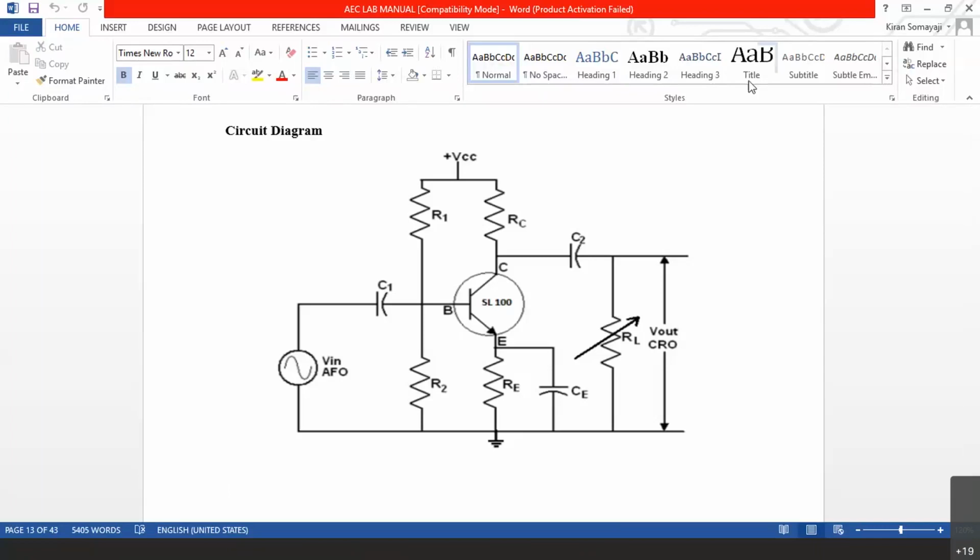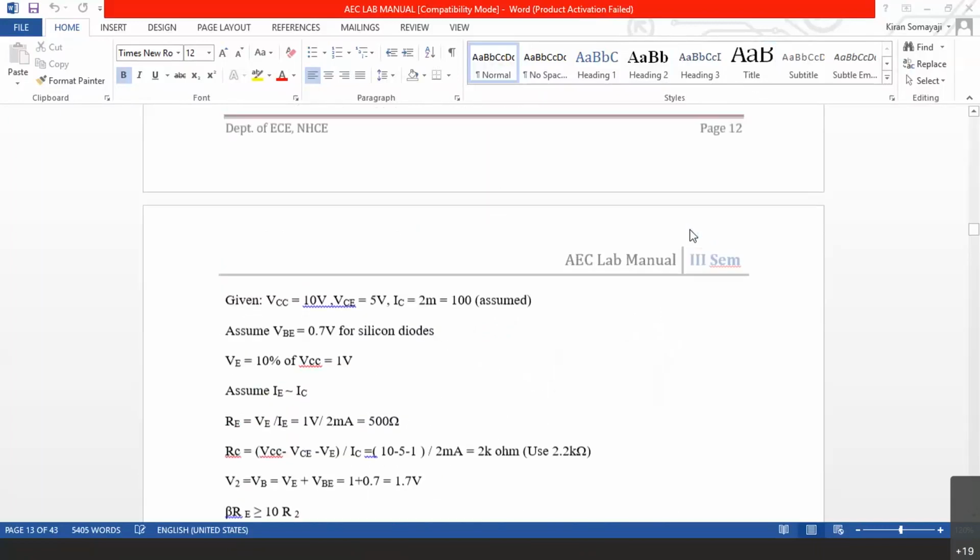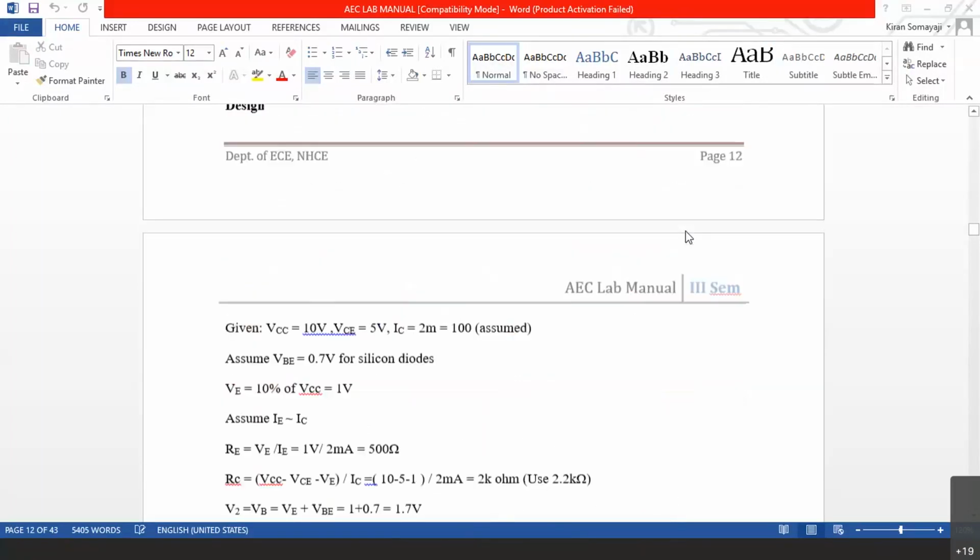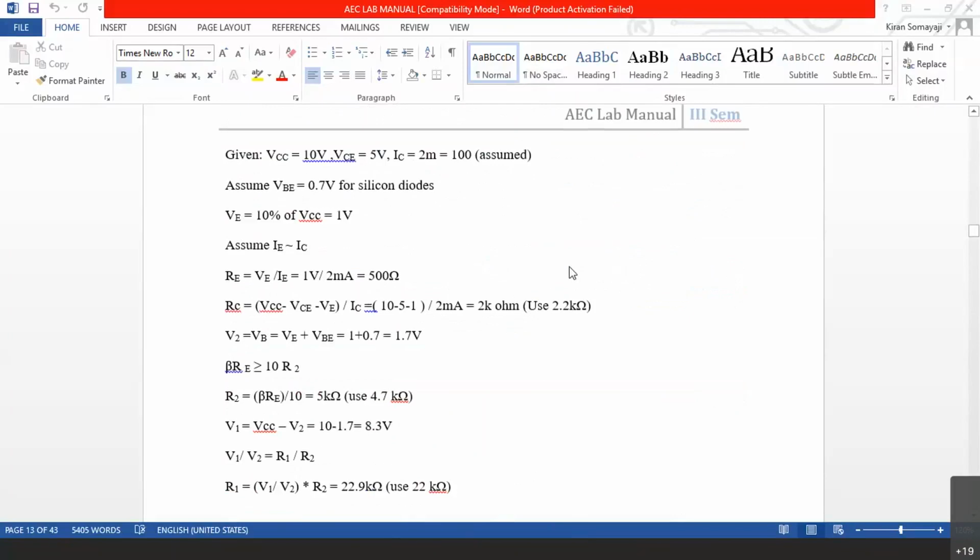Now, using those resistors, you will have to connect this circuitry. Now, there is a design here. We will have to design this particular circuit for VCC 10 volts. See, given VCC 10 volts, VCE has to be normally 5 volts, right?